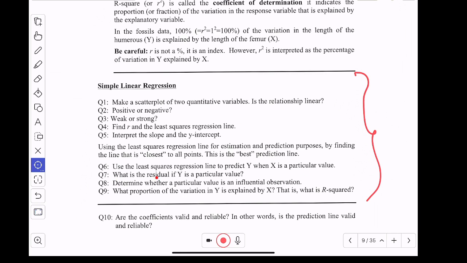Find a residual. So that's the kind of error off of the line that you're going to learn about. Determine if a particular value is influential. And then what proportion of the variation in y is explained by x? What is r squared? So I want you to work on these.